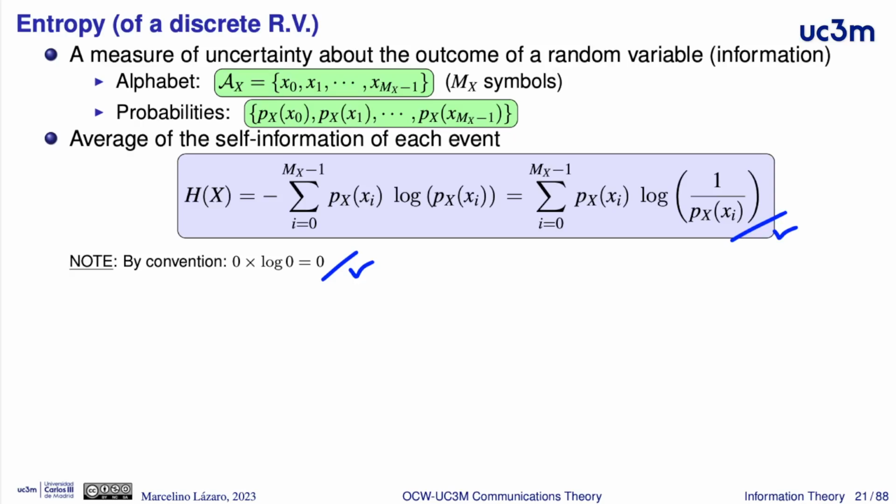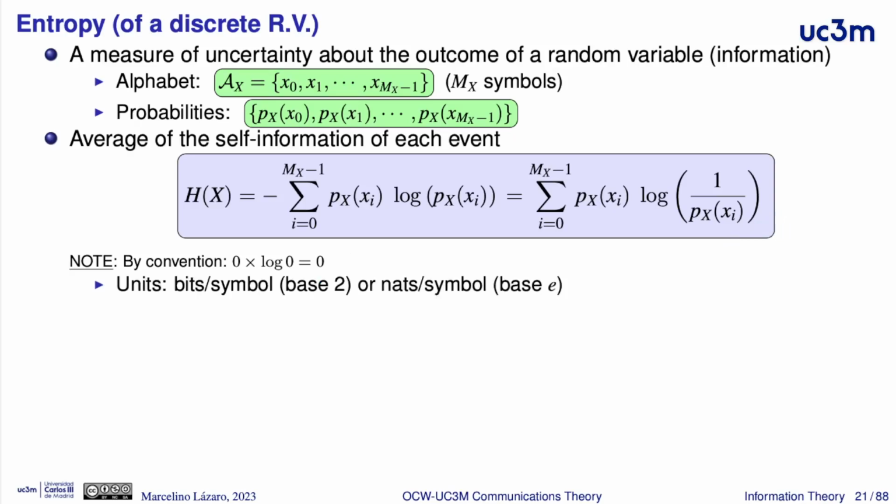As with the self-information, the base of the logarithm defines the units that we have for the entropy. If we use base 2, we have bits per symbol. If we use the Euler number, we have nats per symbol.